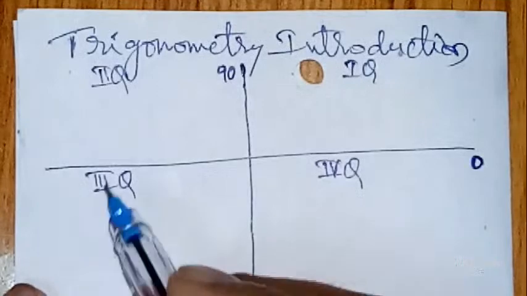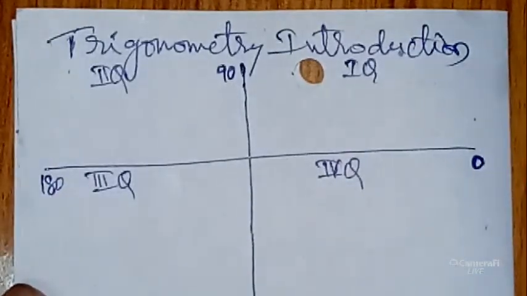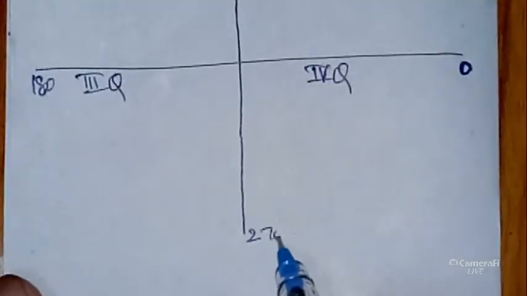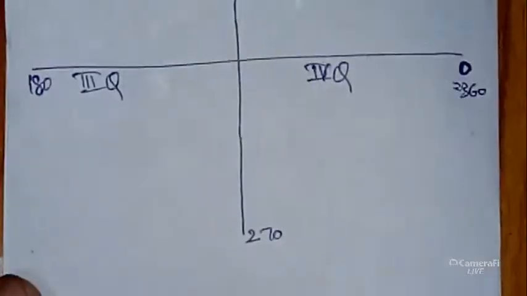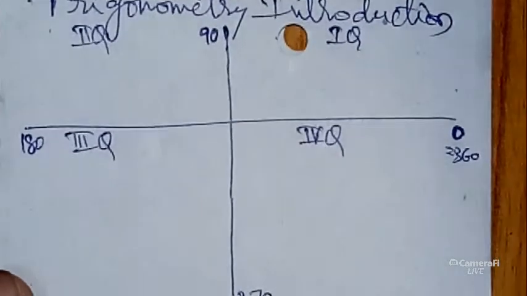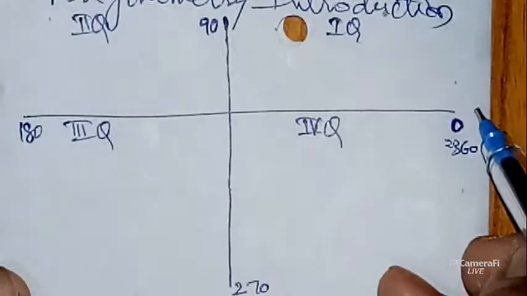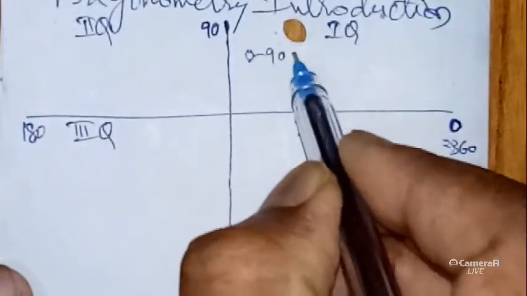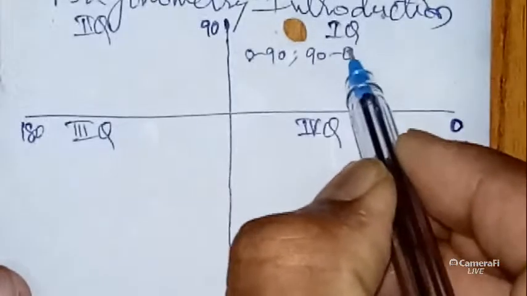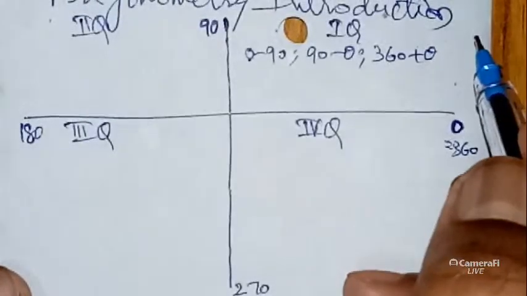So again 90 plus 90 is 180. 180 plus 90 is 270. 270 plus 90 is equal to 360. So according to this, the first quadrant lies between 0 to 90, and the angles are 90 minus theta, and beyond 360, 360 plus theta.